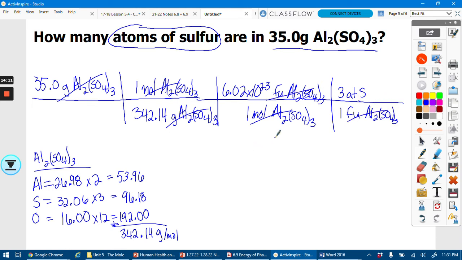So formula units cancel. So we need to take 35.0 times 6.02 times 10 to the 23rd times 3. And then divide by 342.14. We have 3 sig figs to start with, so we need 3 sig figs in our answer. 1.85 times 10 to the 23rd atoms of sulfur. So this last step is that one additional step past your mole map. So hopefully that gives you some good examples to work with.